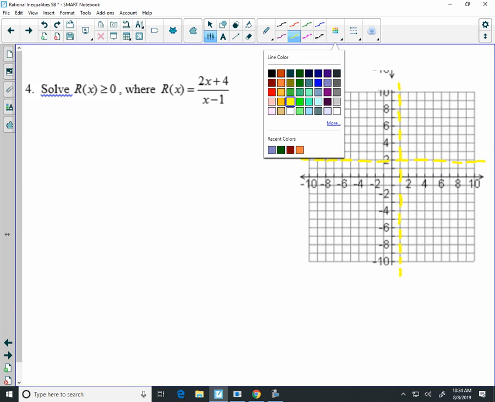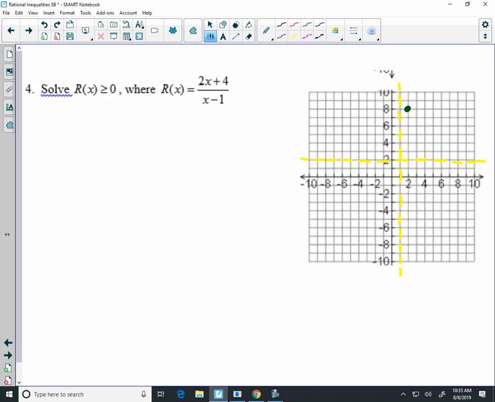And then the key points that I graphed were at 2, 8, and 4, 4. And of course we had an x-intercept, let's see, 2x equals -4. Our x-intercept is -2. And then our y-intercept is -1. That's a really pretty graph. I like that one.